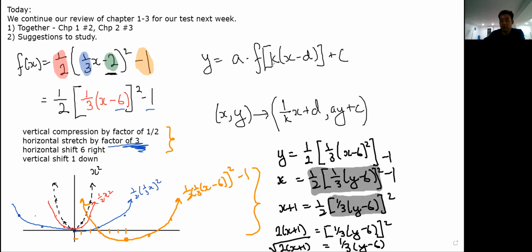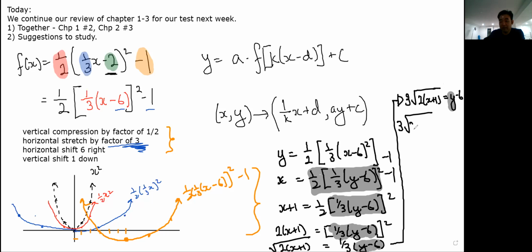Will I have space for this? I hope so. Now, oh, I forgot to highlight. So I want this part all alone. Now I want this part all alone. I want to multiply both sides by a 3. So 3 square root 2 x plus 1 equals y minus 6. And now, after all that, I can finally get the y all alone by adding 6. Whew.